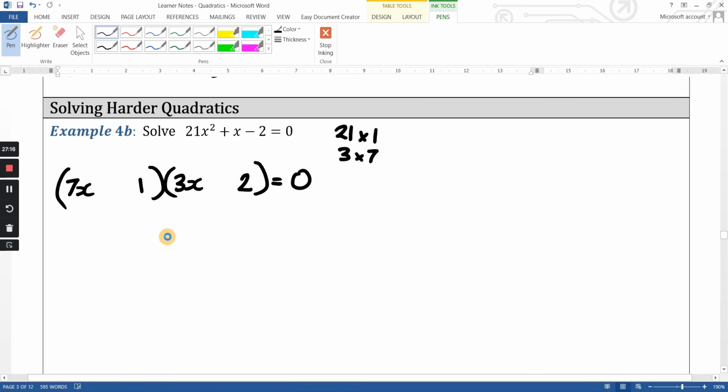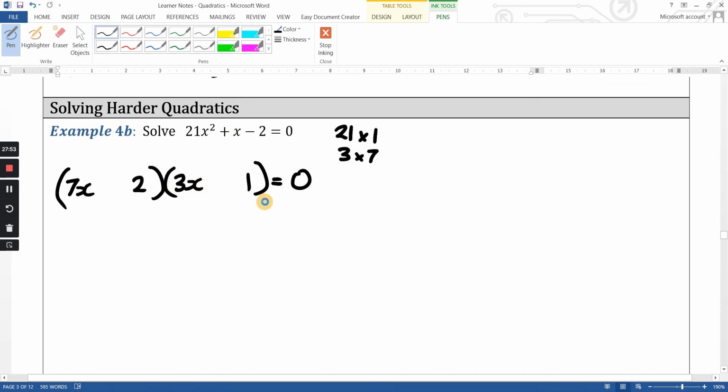So if we leave it like this, let's just say we leave it like this. The 7x multiplies the 2 to give me 14x. And these two together give me 3x. 14 and a 3 is not going to give me 1x, is it? Let me just switch it back. So I reckon it's going to be a 2 here and a 1 here. So obviously 7x times by 1 gives me 7x. 2 times 3x gives me 6x. Yeah, 7x take away 6x is going to give me that 1x.